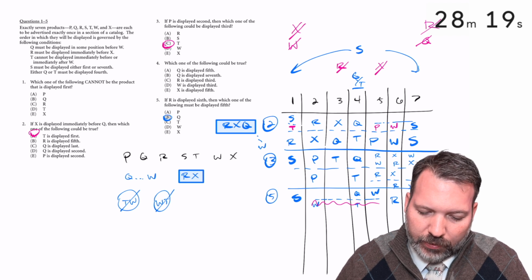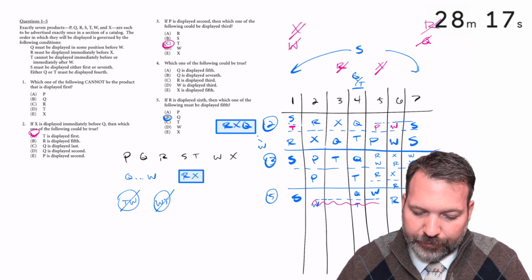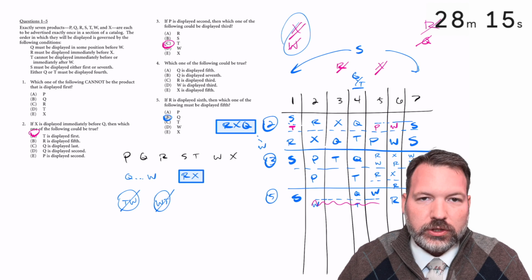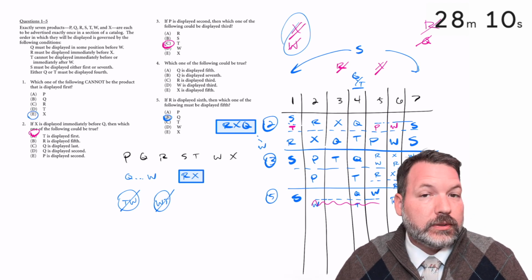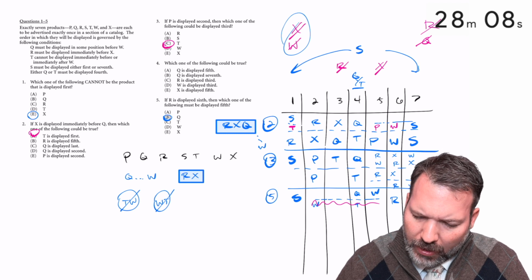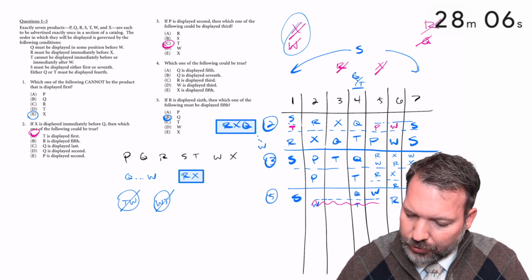We've got 2 general questions. Number 1, which one of the following cannot be the product that is displayed first? Well, we actually have 2 deductions. Neither X nor W can go first, and X is an answer choice. So number 1 is E. And number 4, which one of the following could be true?